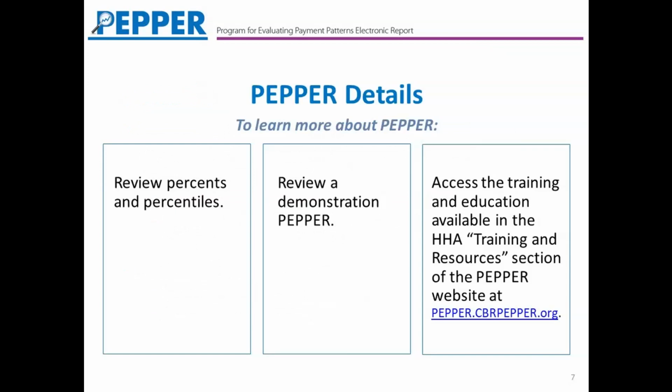Today's presentation will be a high-level review of the PEPPER, so if you're familiar with PEPPER, this will be a nice refresher. But if you're new to PEPPER, you might still have questions at the end of the session, and we have resources available to you to help if you do have questions. These resources can be accessed through the PEPPER website in the Home Health Agency Training and Resources section. Our website is, of course, pepper.cbrpepper.org.